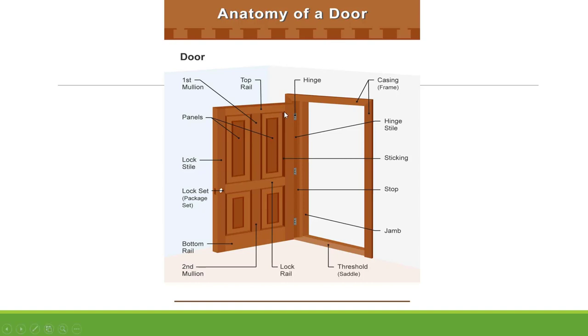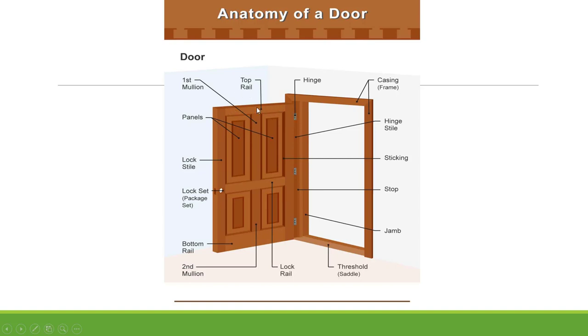As you can see in this picture, let's first see the different parts of the door, and then we will discuss each part one by one, and we will try to define each part. From the top you can see the outer part. This is called the frame of the door, or we can also call it casing or frame. And then the bottom of the frame is the threshold or saddle. This part is called jamb. This part is stop. These are called hinges.